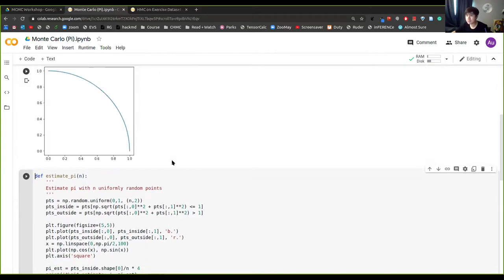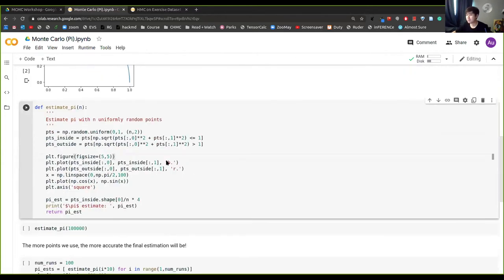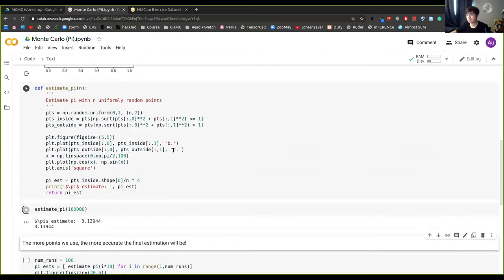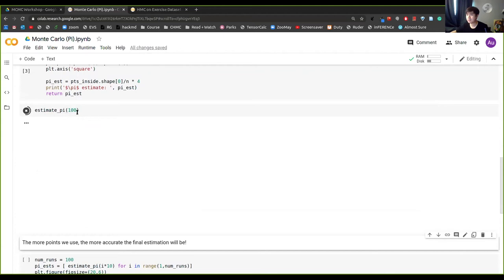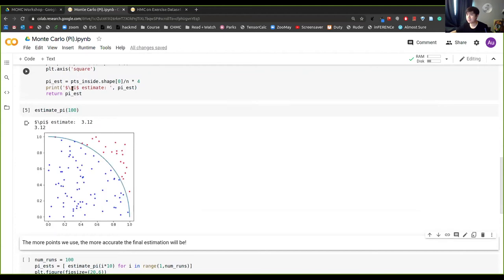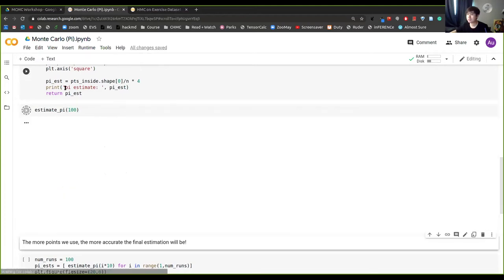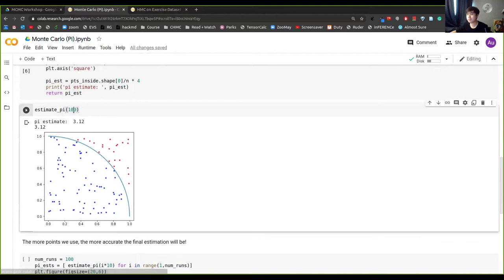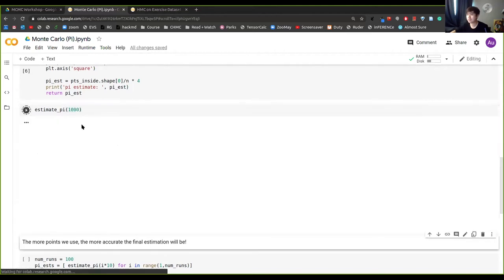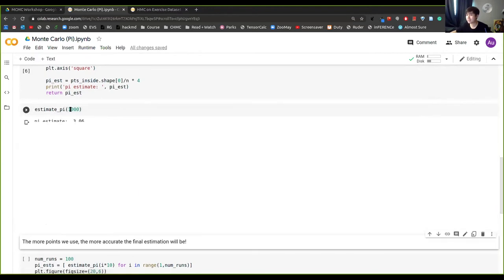So if I just run this code, this is kind of our canvas. Here there are too many points, so let me drop it a little bit. Here you can see the pi estimate is 3.12, which is all right. But if we increase to 1,000 points, the pi estimate is 3.17. It's a little better, a little closer.